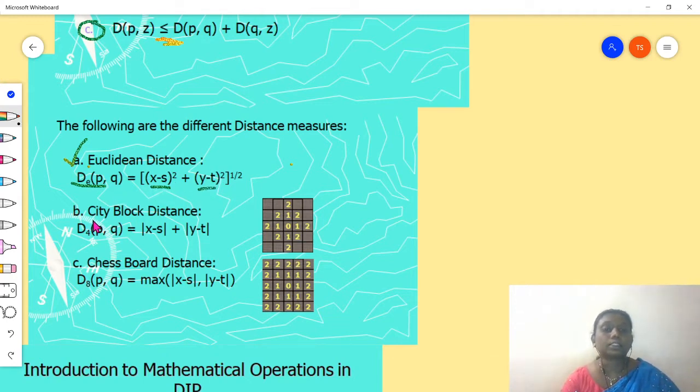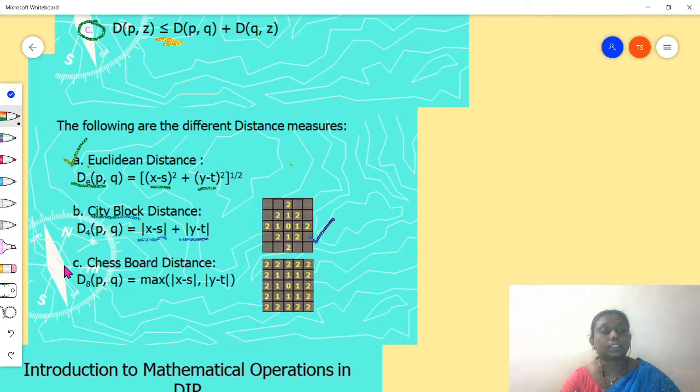Another distance measure we have is the city block distance. Within the city block distance, the distance function formula is the mod of x minus s plus the mod of y minus t, absolute values. If we apply the city block distance upon two points with the coordinates x comma y and s comma t respectively, for example, this is the sample image we will get.